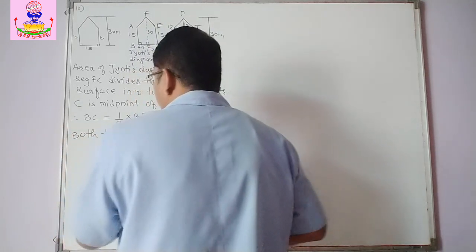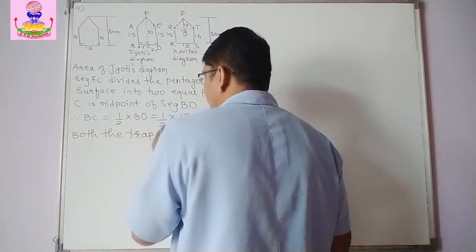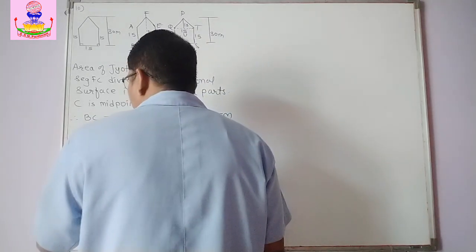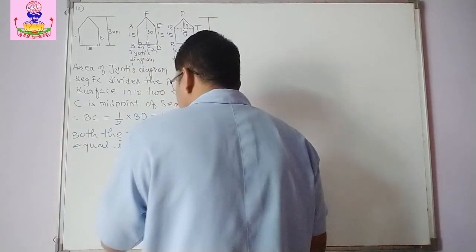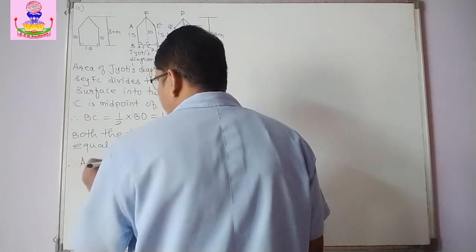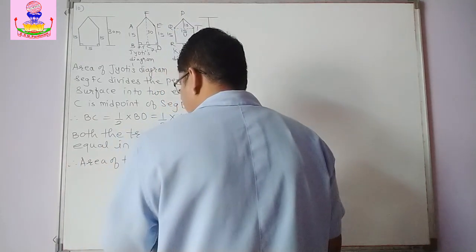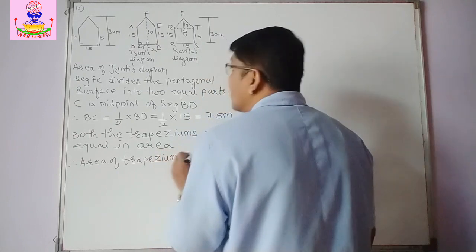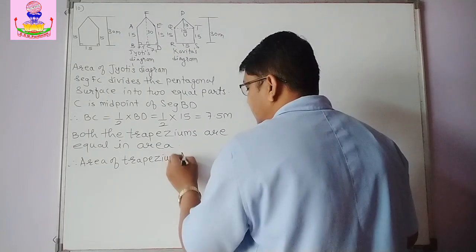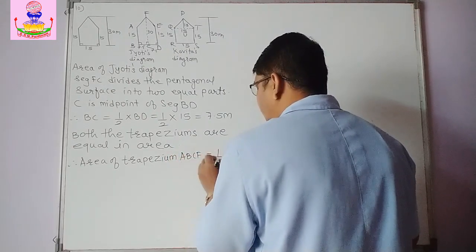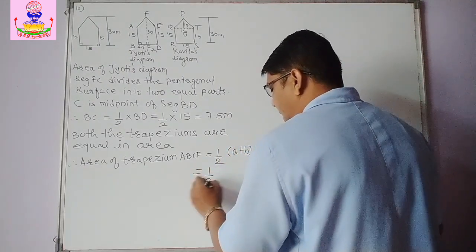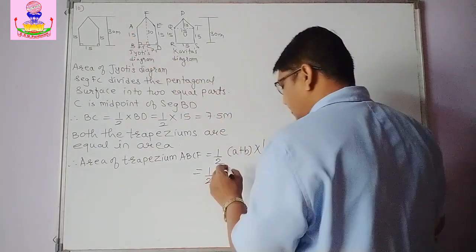So both the trapeziums are equal in area. Therefore, area of trapezium ABCF is equal to half into (a plus b) into h.